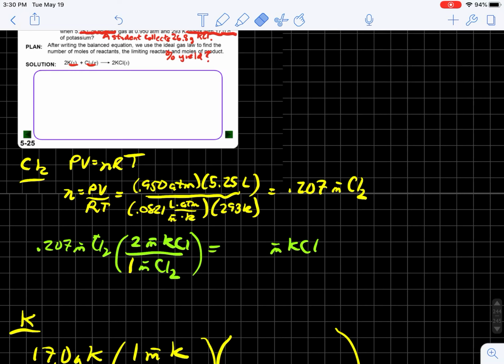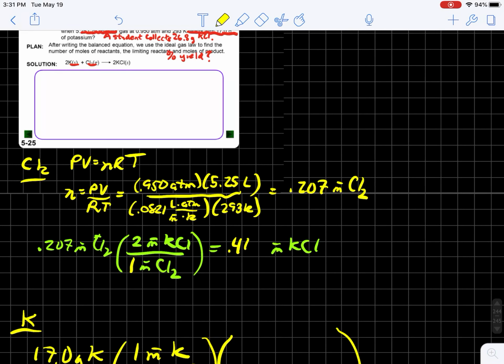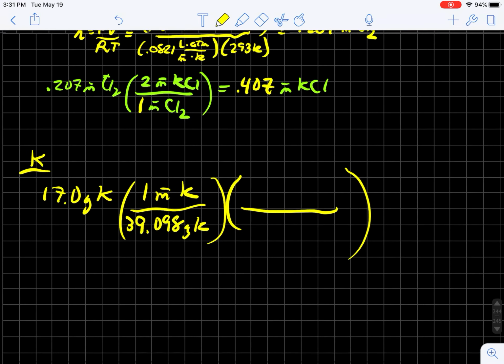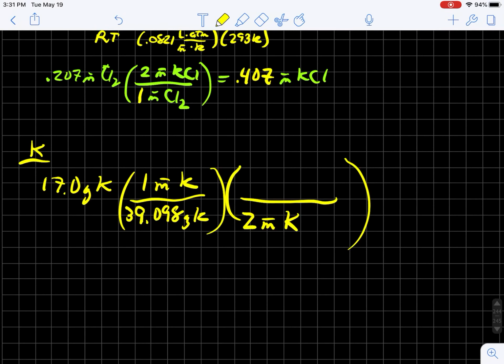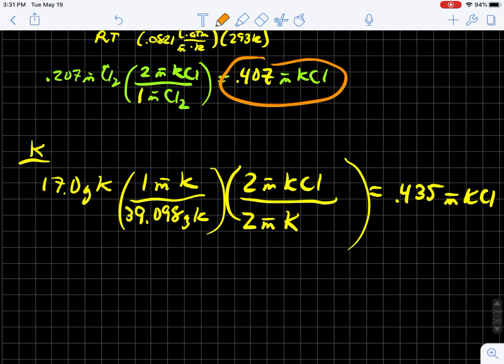I'm hoping with the Mac that I'm able to do some editing, because when I make mistakes like this, I'd rather go back and edit it. But I'm just basically using photos from my tablet. Not that you care. Anyway, so this is 2 moles of potassium for every 2 moles of potassium chloride. And that gives me 17 divided by 39.098, 0.435 moles of potassium chloride. So this is my limiting reagent because this is my yield. My yield is the lower amount between the two, 0.407 moles. So that makes chlorine the limiting reagent.